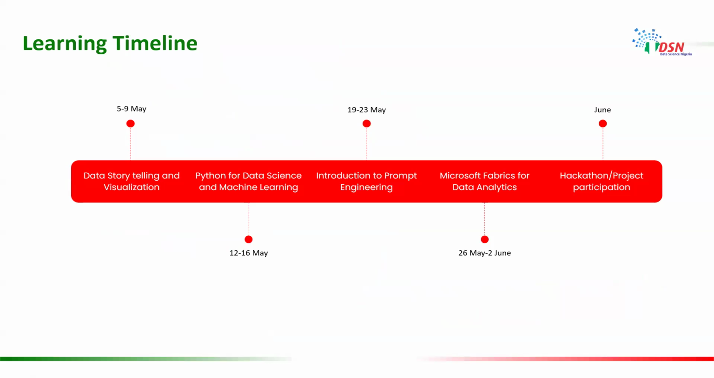So this is how we've been running the free classes this year. You can see we started last week actually, 5th of May with data storytelling and visualization, and we are here today, this week, for the Python for data science and machine learning. So next week is going to be another learning track for intermediate now. The data storytelling and visualization and the Python for data science and machine learning are naturally for the beginner's track. So now, starting from next week, you can also key into this as an intermediate learner.